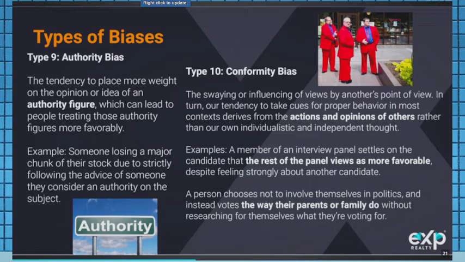Type 10 is conformity bias. This is the swaying or influencing of views by another's point of view. In turn, our tendency to take cues for proper behavior in most contexts derives from the actions and opinions of others rather than our own individualistic or independent thought. We've got examples here, but I'm going to tell you one.